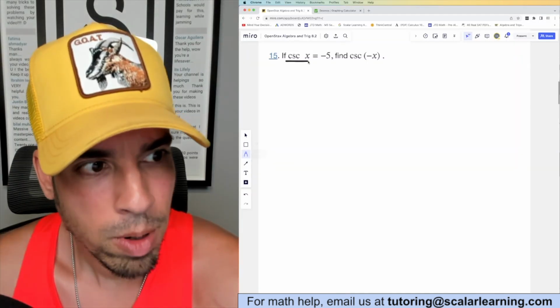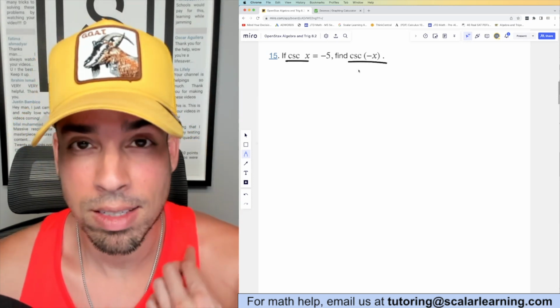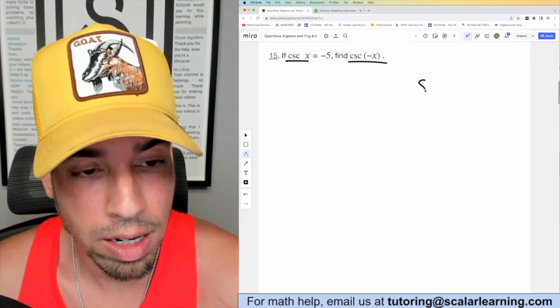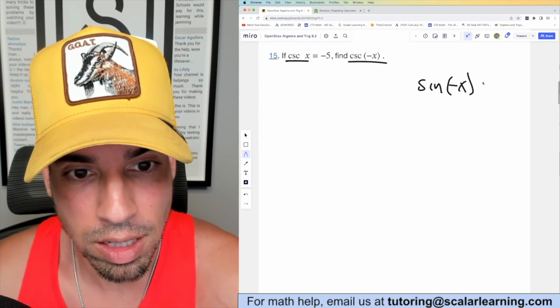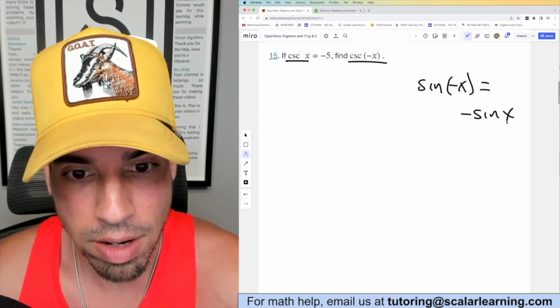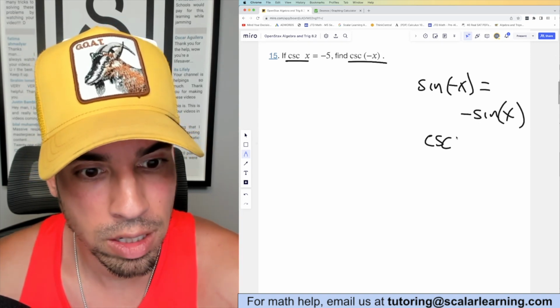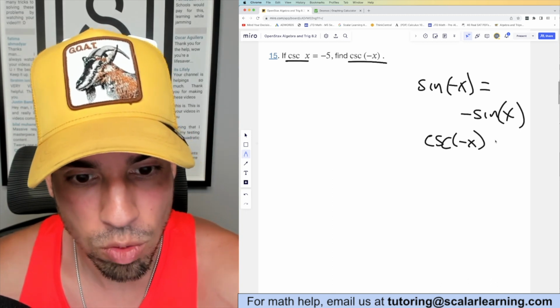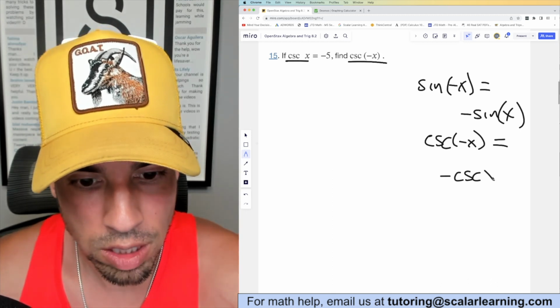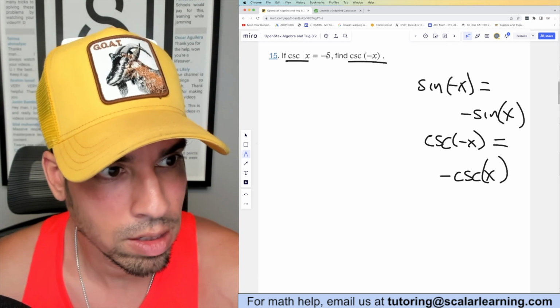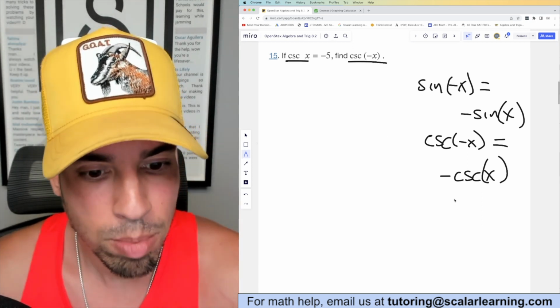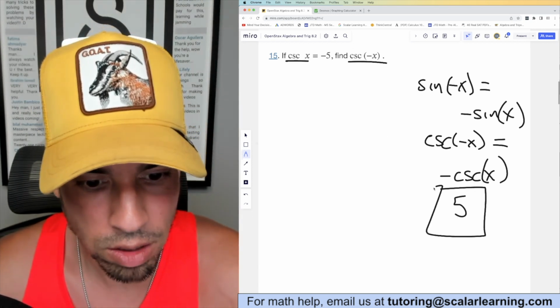Now for this one, we're talking about cosecant, and by the way, cosecant has the same symmetry properties as sine. Sine of negative x equals negative sine of x, which means that cosecant of negative x is equal to negative cosecant of x. So they're saying that cosecant of x is -5, so to negate that, it becomes positive 5. That's how you do it, done.